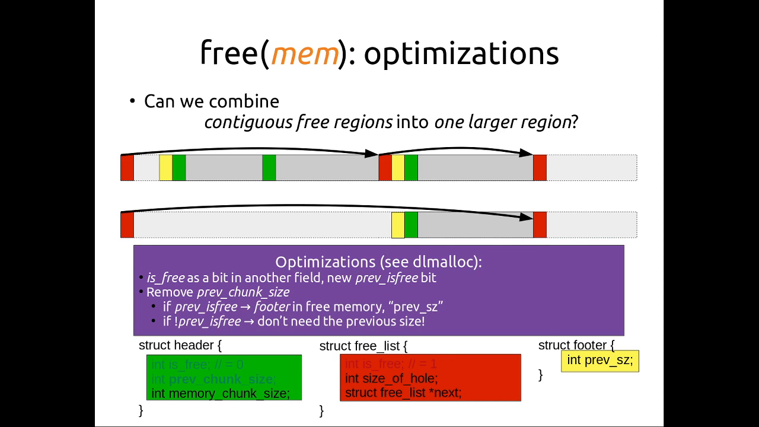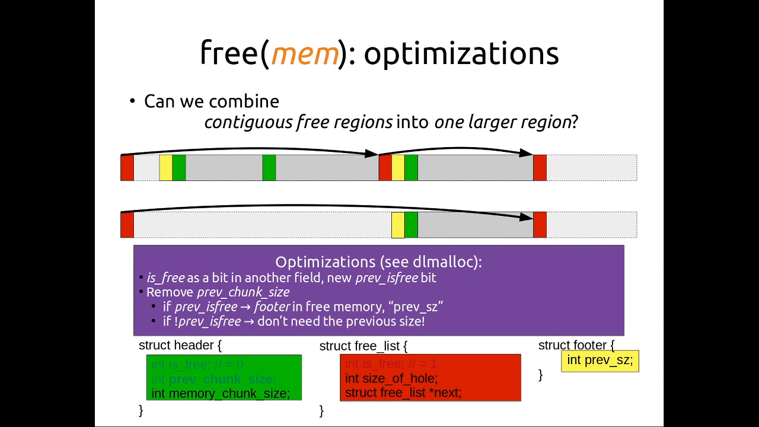That's fine. Again, in the header, we could use the two most significant bits within memory chunk size to track those two values, right? Realistically, the memory chunk size is probably a multiple of 4, so the least significant bits within memory chunk size are always 0, so we could use them, but I'm using this as an example.